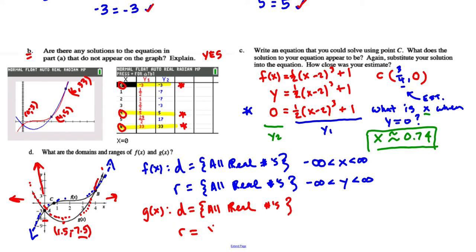So our y values have to be greater than or equal to, let's do it like this, like set notation, y is greater than or equal to -7.5. That would be our range.